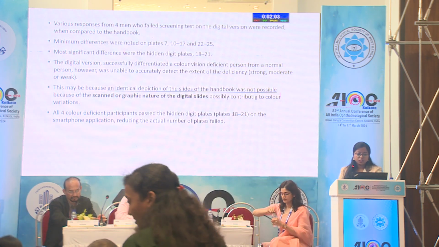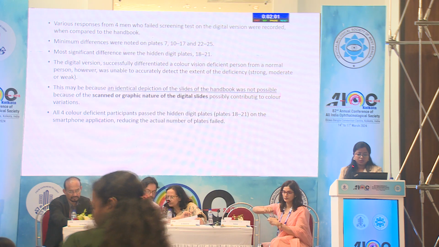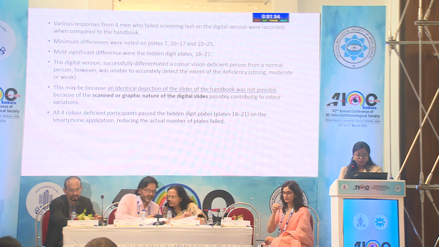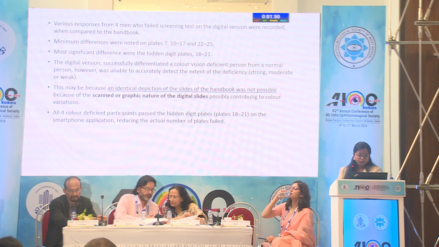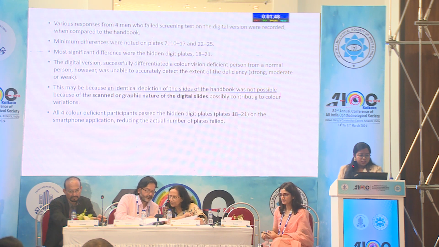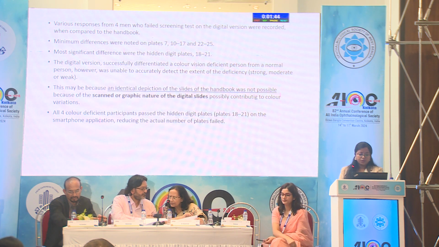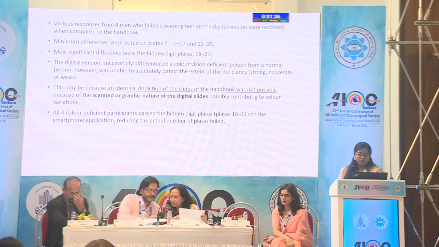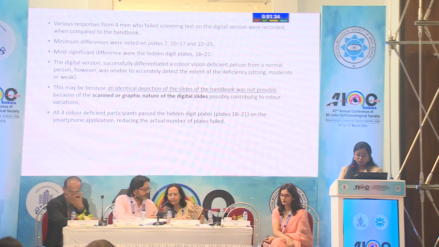The various responses from the 4 men who failed the screening test on the digital version were recorded. Minimum difference was seen on plates 7, 10 to 17 and 22 to 25. Most significant difference was seen between plates 18 to 21. The digital version successfully differentiated the color vision deficient from the normal person, however, it was unable to accurately detect the extent of deficiency. This may be because an identical depiction of the handbook slides was not possible, as these are scanned, and of graphic nature in the digital slides of the app.